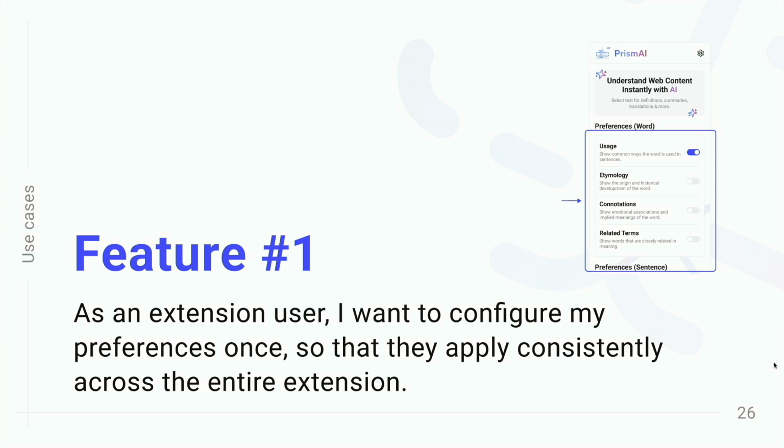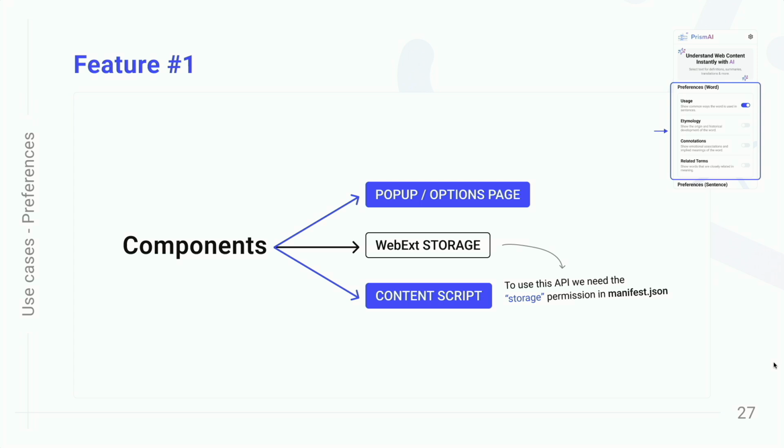The first use case will be: as an extension user, I want to configure my preferences once so that they apply consistently across the entire extension. So I just want to save them somewhere, isn't it? In order to do that, we will need three components. We will need the pop-up or the options page, depending on where you want to set up the preference. The web extension storage, so access to that storage. And in order to have access, I need to request permission from the browser for storage in the manifest.json.